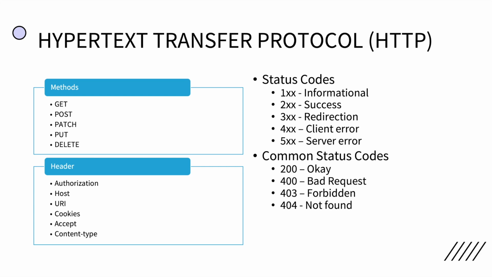And then I added a couple common status codes here at the bottom. 200 OK, which means our API call was successful. 400, which is a bad request. 403, forbidden. That means you're not authorized to get the resource that you're looking for. And then we have 404, not found, which means that the resource that you're looking for was not actually found.